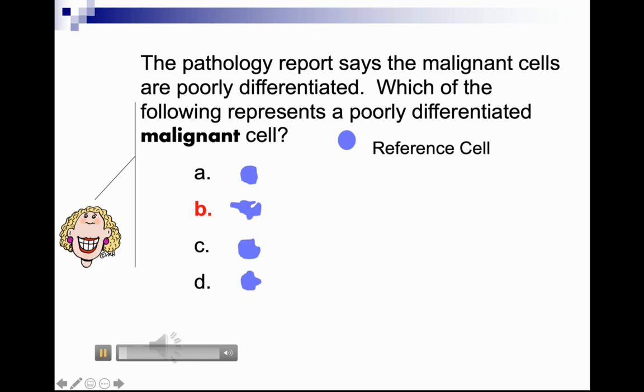B looks most unlike the reference cell and would be classified as poorly differentiated or anaplastic. A or an means without, and plasia is volume of tissue. So anaplastic means there's no volume of tissue that looks normal. B is poorly differentiated, anaplastic, looks the least like the reference cell, the cell it was supposed to be.